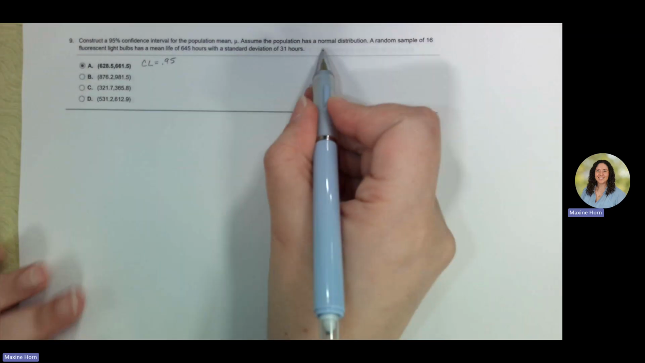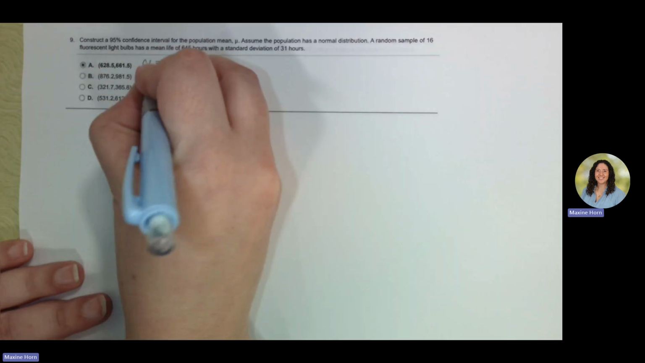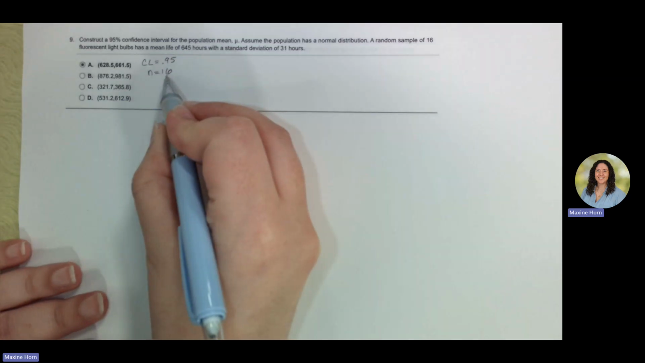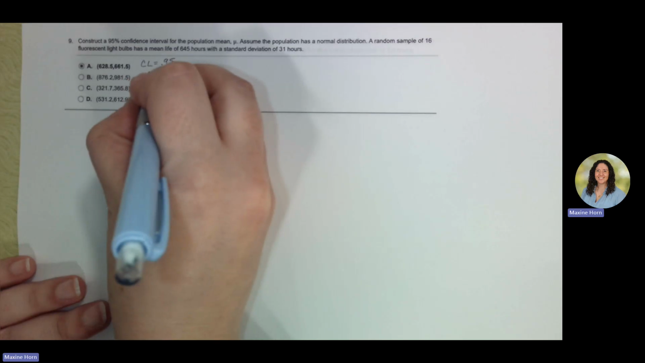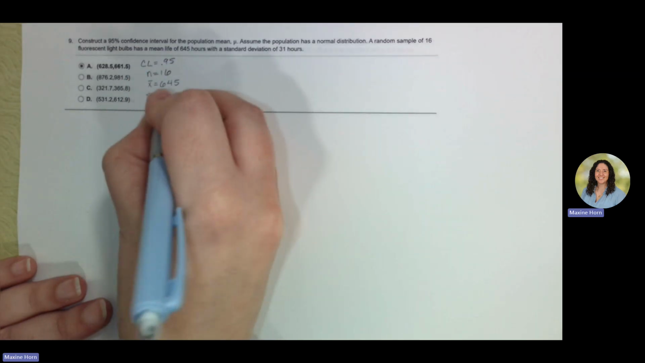Okay, confidence level of 95%. Then we have this sample of 16 fluorescent light bulbs, which, by the way, they told us is normally distributed. So it's okay that it's such a small sample, because the population is normally distributed. That sample had a mean life of 645 hours and a standard deviation of 31 hours. So they just gave us a sample standard deviation, not a population standard deviation.